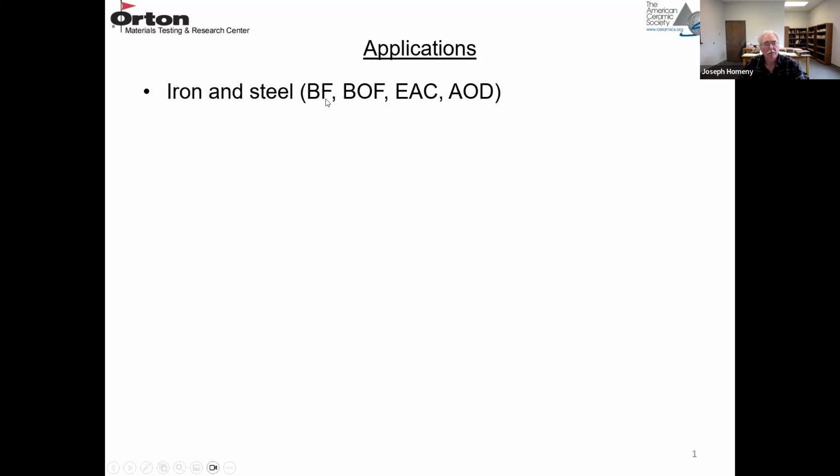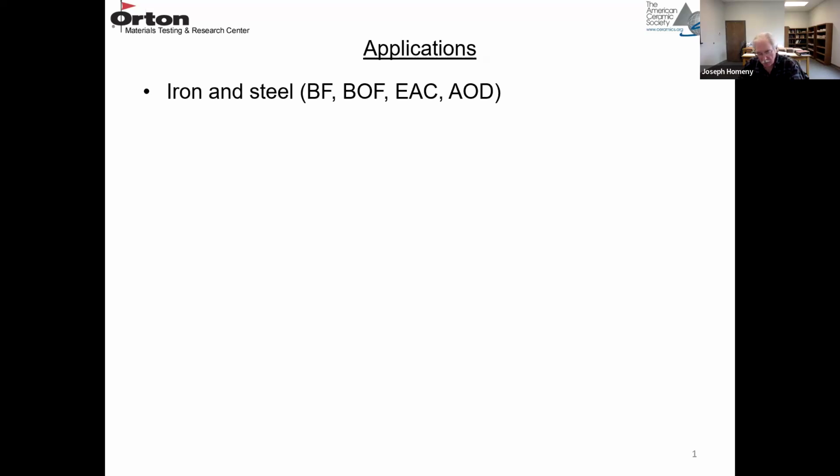BF is a blast furnace. BOF is the basic oxygen furnace. EAF is an electric arc furnace. And then AOD is the argon oxygen decarburization furnace. So we'll go over these four applications and we'll look at the kind of refractories that are used.